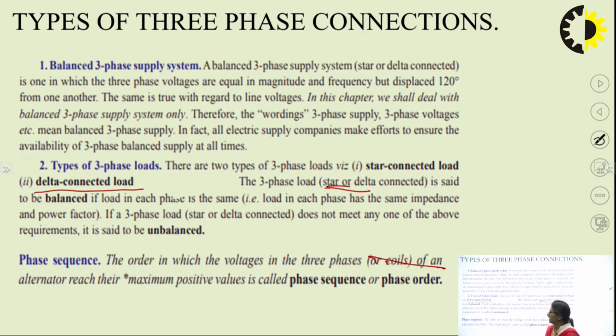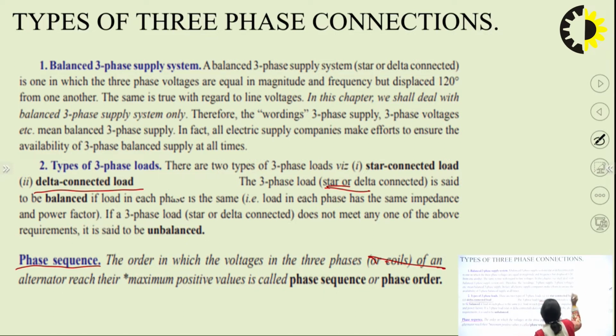What is a phase sequence? This is the second terminology we must all know. I'll be using it again and again. It is the order in which the individual voltages of the 3 phases, for R phase, Y phase and B phase, attain their zero or positive maximum. That is called the phase sequence.